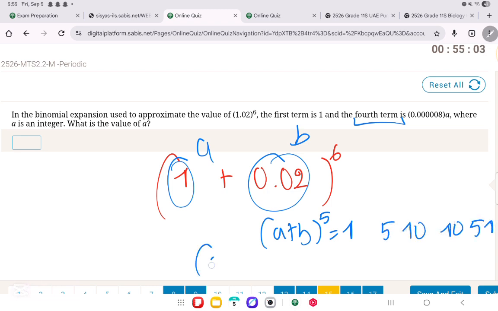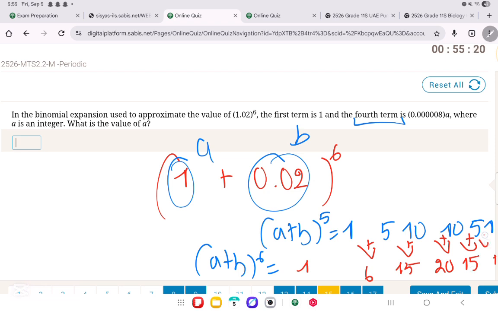Now we need to do (a + b) to the power of 6. What do we start with? We put 1 outside, 1 in the beginning, 1 in the end. And then we add: 1 plus 5 is 6, 5 plus 10 is 15, 10 plus 10 is 20, 5 plus 10 is 15, 5 plus 1 is 6. So it's going to be 1, 6, 15, 20, 15, 6, 1.